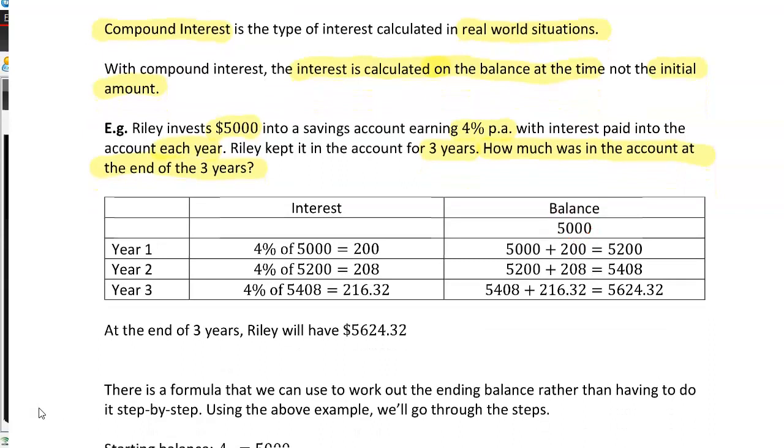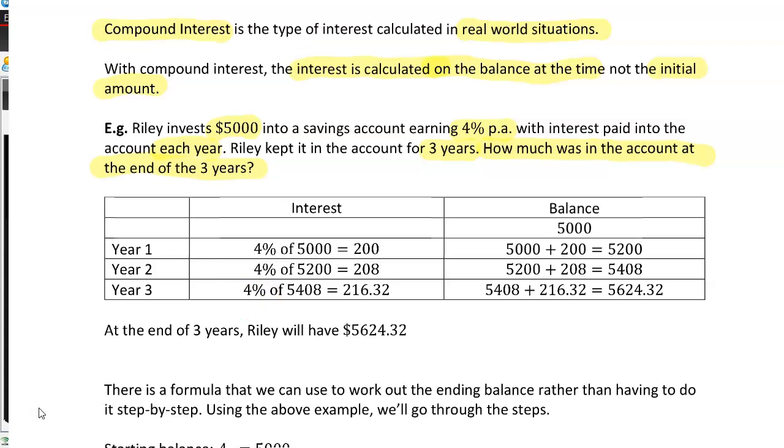So Riley starts with $5,000 invested. In year 1, they earn 4%, and it's 4% of $5,000, so that's $200. So we add $200 to the balance, so Riley has $5,200. In year 2, they earn 4% interest, but it's 4% interest on this new balance of $5,200. So it's $208 worth of interest. So we add that to our balance and get $5,408.